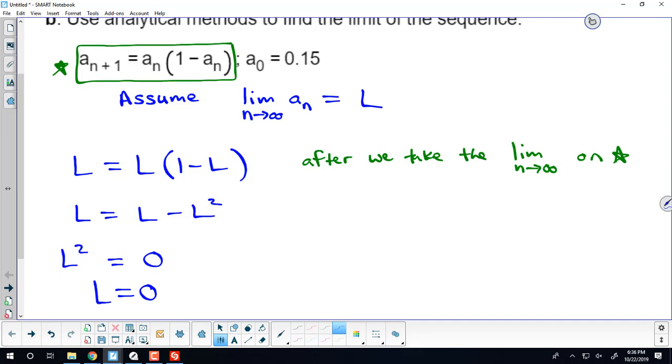Okay. So glancing at this, it seems like it could make sense, right? Because if we start off with 0.15, and we say the next term is 0.15 times 1 minus 0.15, this quantity keeps getting smaller, and then the previous term is already small, and so the next term will be a small number times an even smaller number, right? So we would expect intuitively that's what would happen.